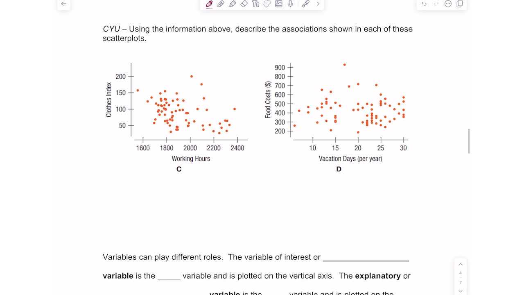Now you can try on your own and then unpause when you've answered both C and D. So take a look, what's the direction, form, strength, and discuss any outliers. And remember to write up your answer in context.